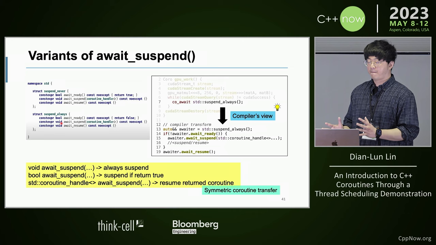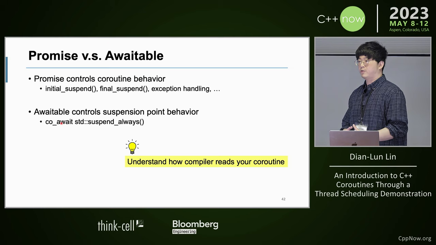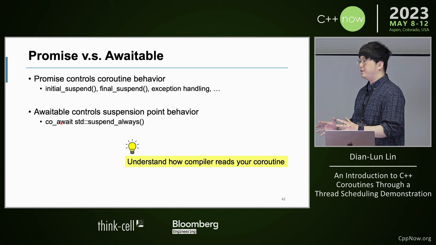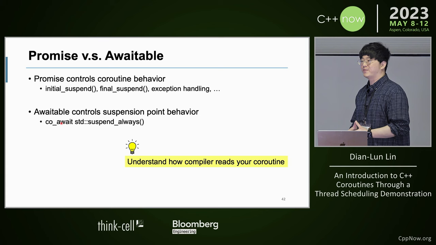Here's a little wrap up. The promise controls the coroutine's behavior, like the beginning and end of the coroutine, and also does exception handling. The awaitable controls specific suspension point behavior. For example, when I see co_await suspend_always, I immediately know that the coroutine will suspend and go back to the caller. So to really understand the promise and the awaitable, you really need to know how a compiler sees your coroutine.